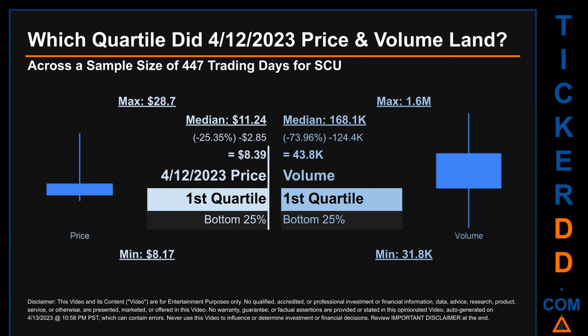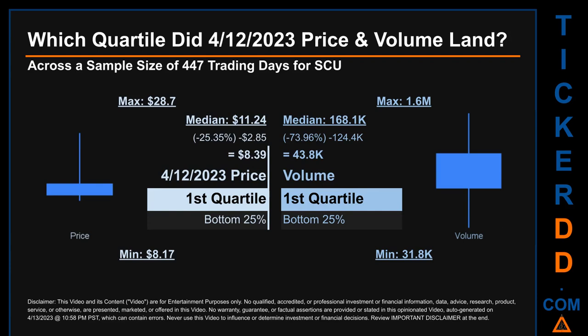Which quartile did the 12th of April 2023 price and volume land? Across a sample size of 447 trading days, the maximum end-of-day price for SCU was $28.70 while the minimum was $8.17. Within that price range, the 12th of April 2023 price of $8.39 landed within the first quartile, meaning it was within the bottom 25% of all sampled end-of-day prices. The day's volume landed within the first quartile, at the bottom 25% of all sampled daily volume, which saw a max daily volume of 1.6 million and a minimum of 31.8 thousand.